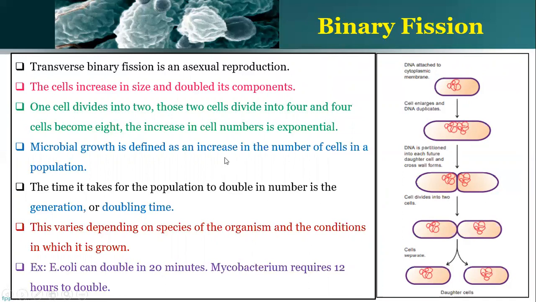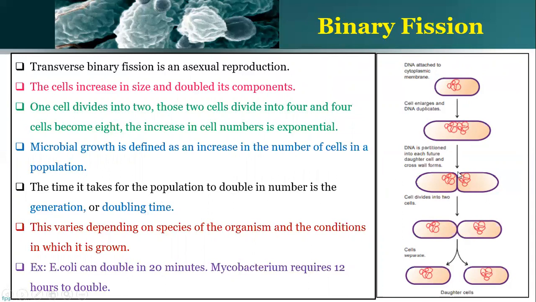Microbial growth is defined as an increase in the number of cells in the population. And the time taken for the population to double is known as the generation time. The time required to double the population is the generation time or doubling time.